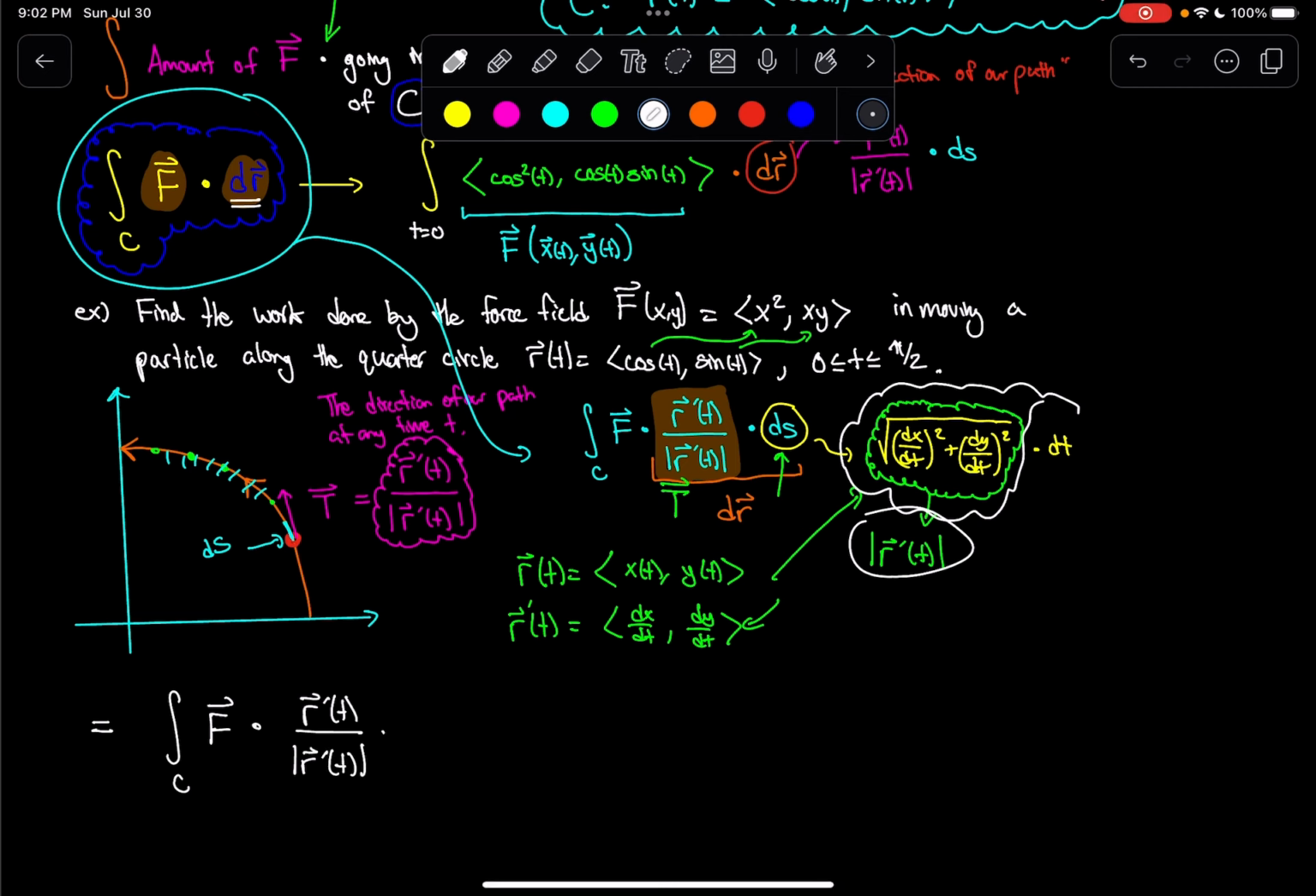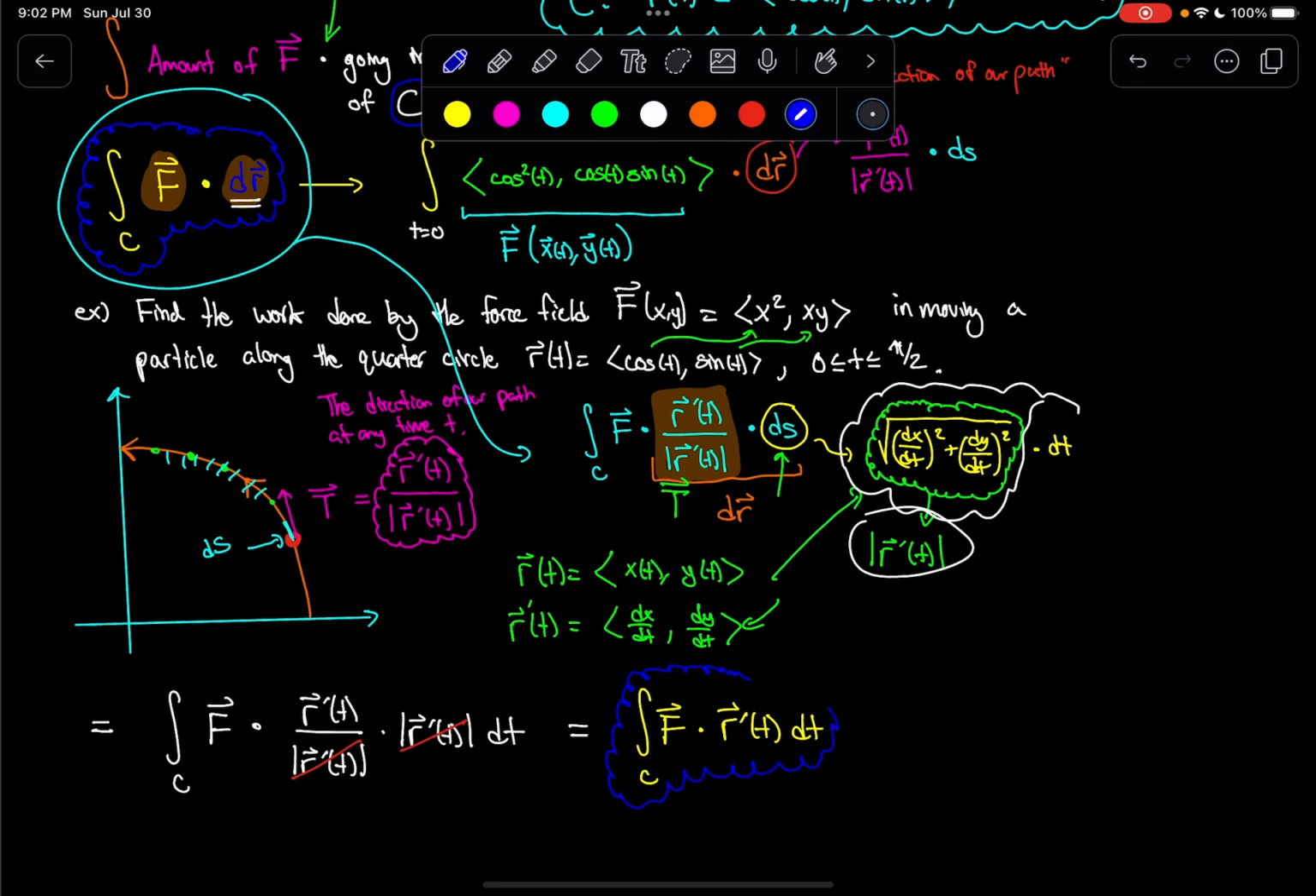Well, ds just becomes magnitude of r prime of t dt. And as you can hopefully very readily see, these cancel out and just leave us with the actual workable formula of f dot r prime of t dt. Okay, and so this is really important. This is kind of like our workable formula. So you're like, why didn't you just give us this in the first place?